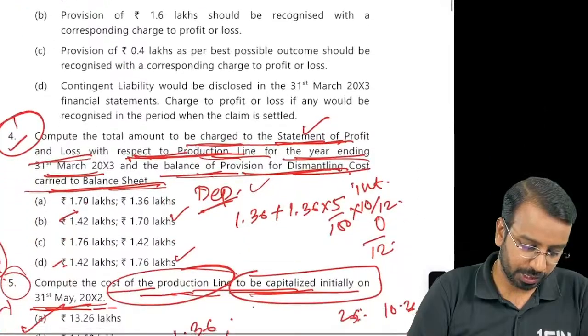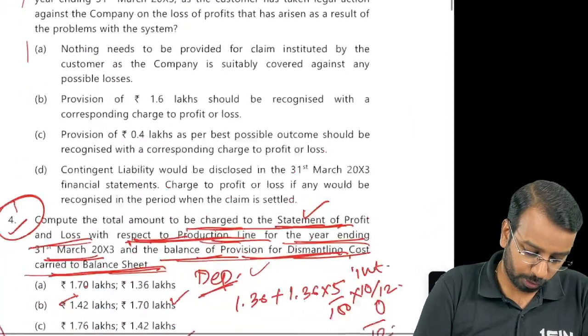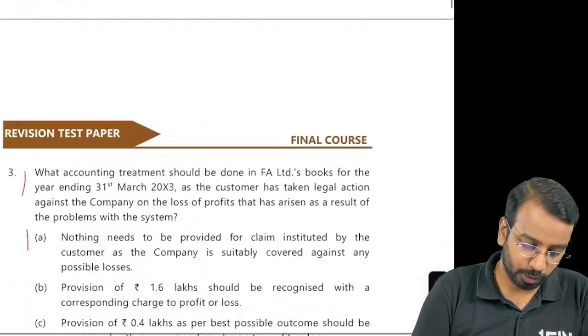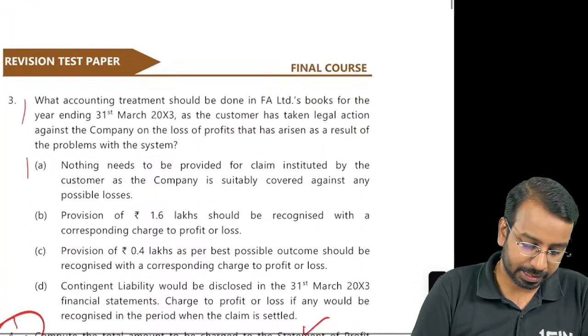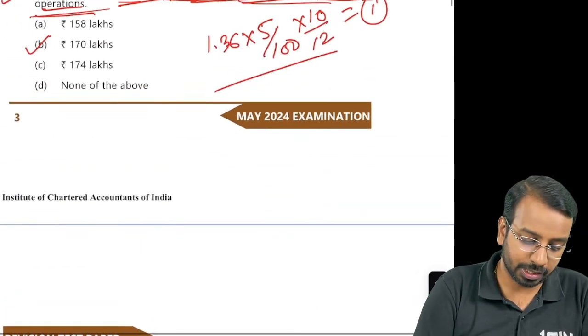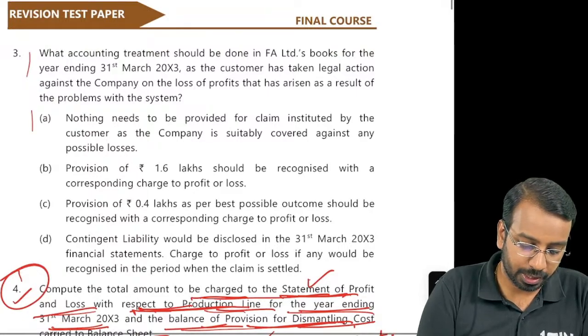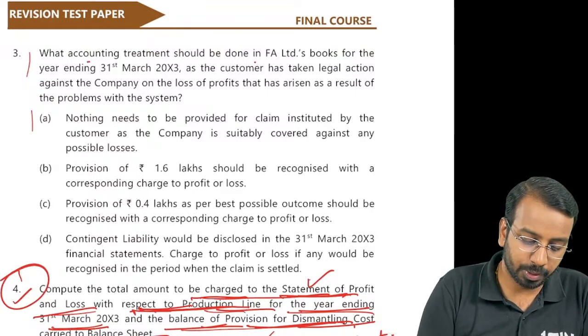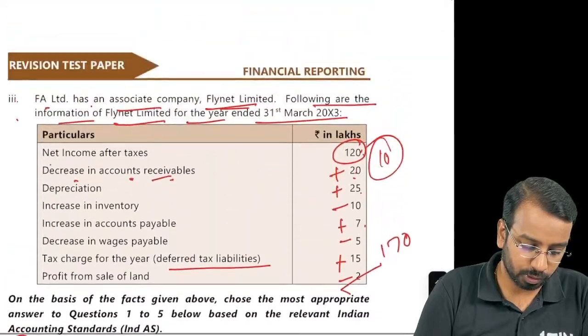Then moving on to the next part, the question related to associate. There are 2 more aspects. One is related to associate, and this associate part we have completed. Another one is the accounting treatment to be done for some legal action. So let us go to the third scenario.